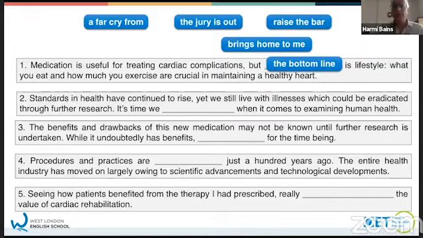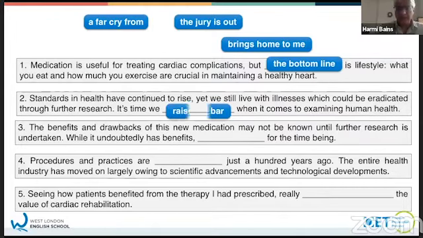With number two, standards in healthcare. We were talking about standards, and often we use this idiom to raise the bar. What we're talking about is raising standards. It's a strange way of actually talking about raising standards, but that's often what we say. You could use it in many different contexts. In this sentence, we're talking about standards in health. So raising the bar, we're going to raise the standards.